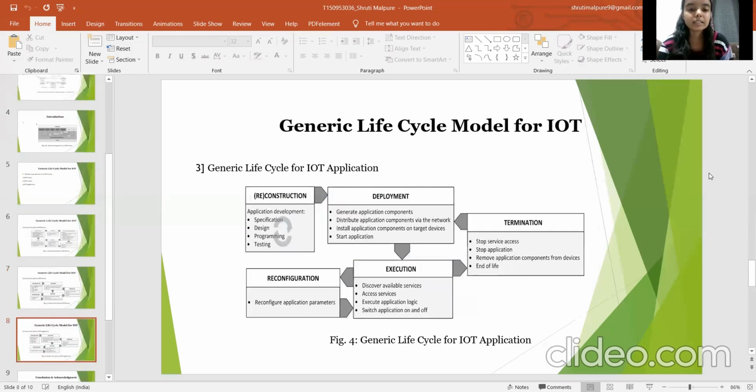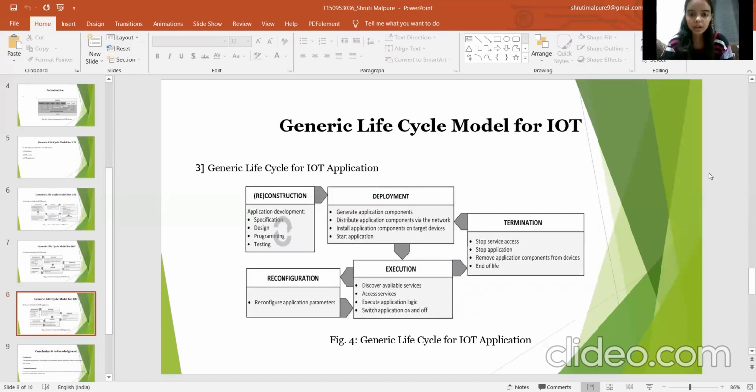And third element is generic life cycle for IoT application. The IoT application provides abstraction for the users from the network and platform detail of an otherwise very complex IoT system. Application development in the construction stage should therefore be a simplified process of software development. It entails stringing together available services to fulfill a desired goal.